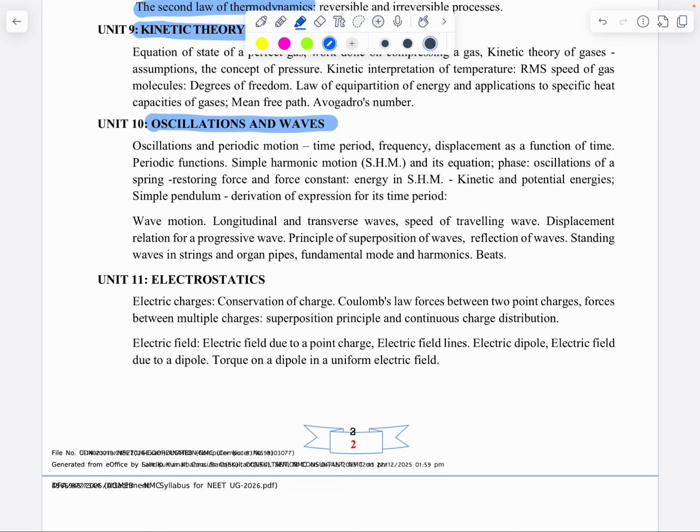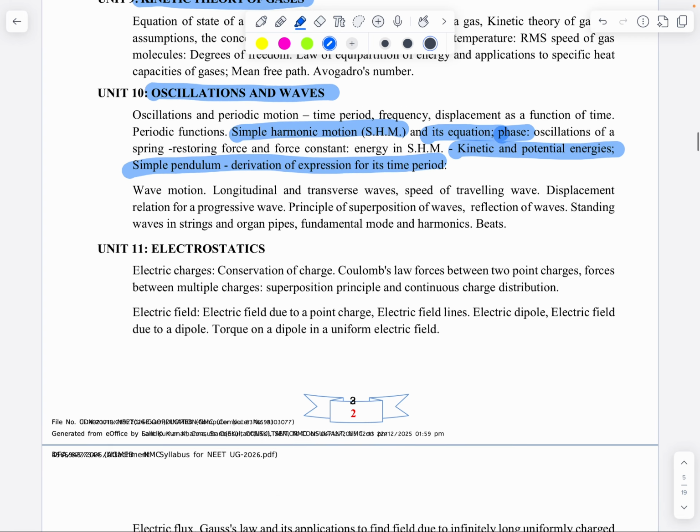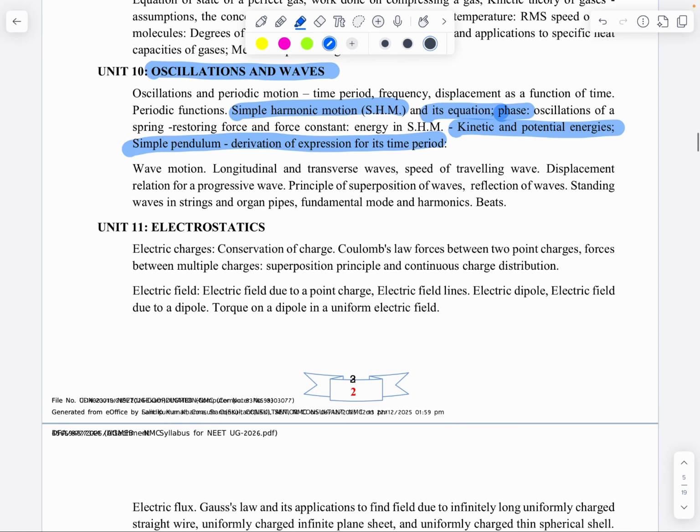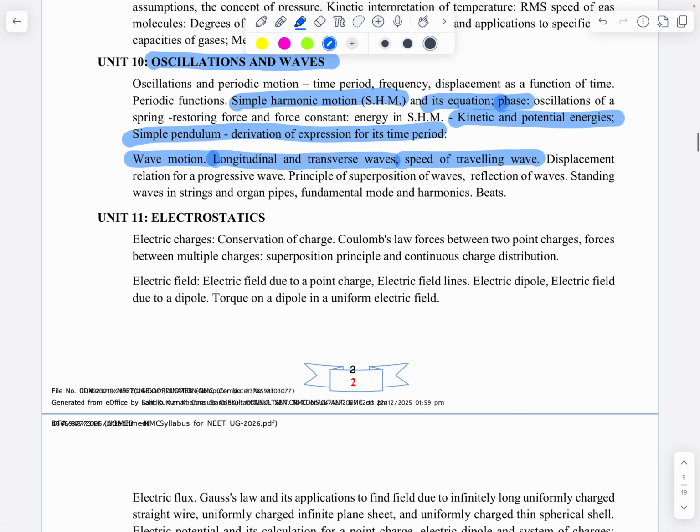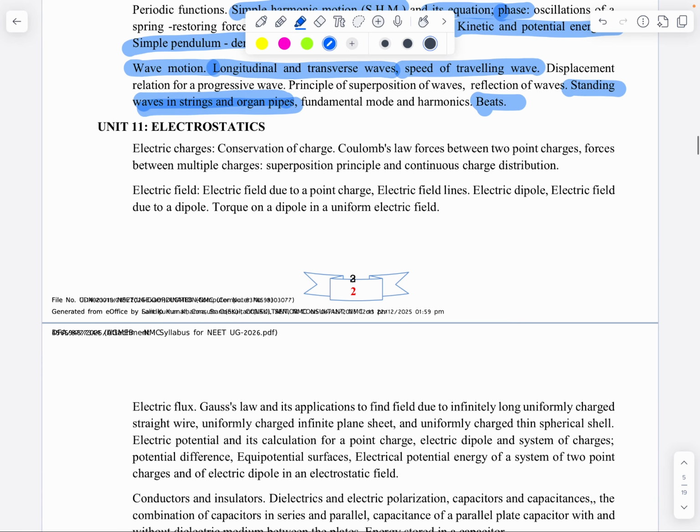Unit 10 is oscillations and waves. It includes SHM. SHM is important, its equation, phase, all these are important topics. You can see the kinetic and potential energies, simple pendulum, its derivation of expression for its time period. And in the wave motion also, the longitudinal and transverse waves, speed of traveling wave, displacement relation for a progressive wave. The beats is also important. Standing waves in strings and organ pipes is the most important part of this chapter.